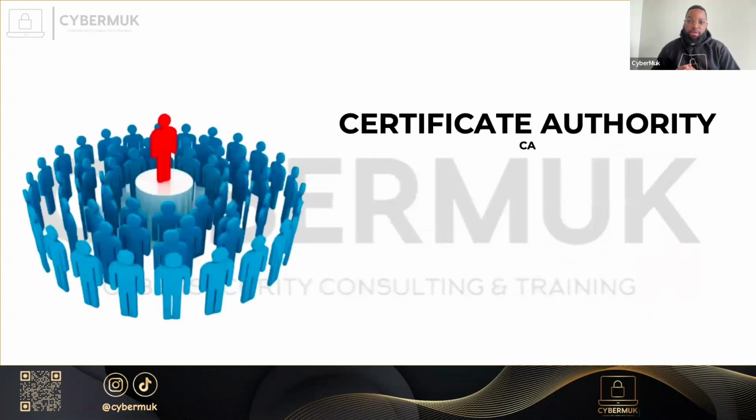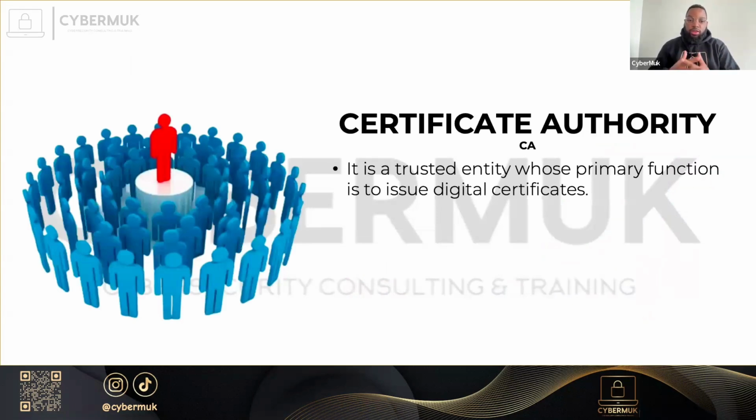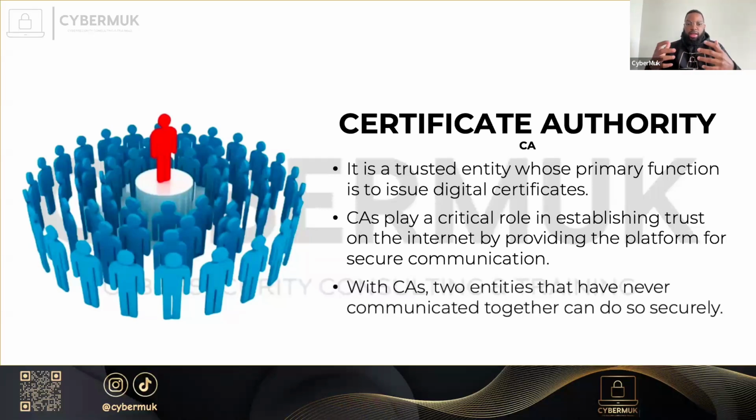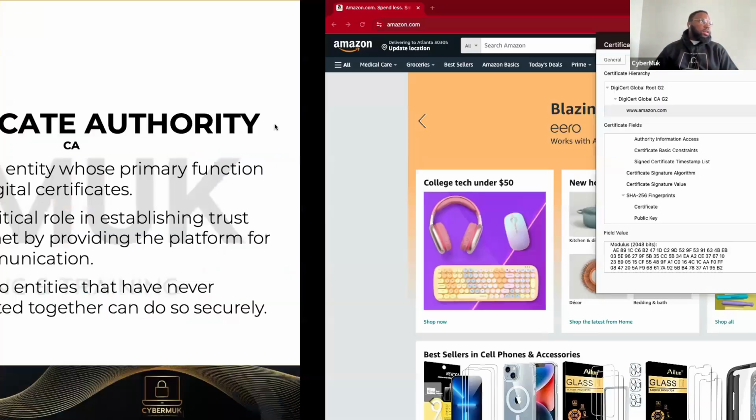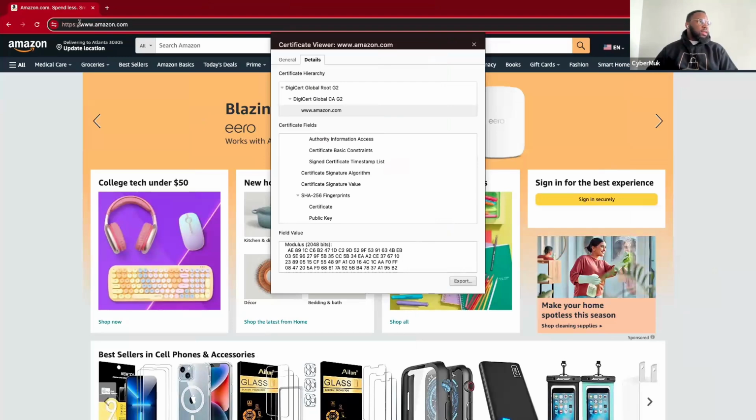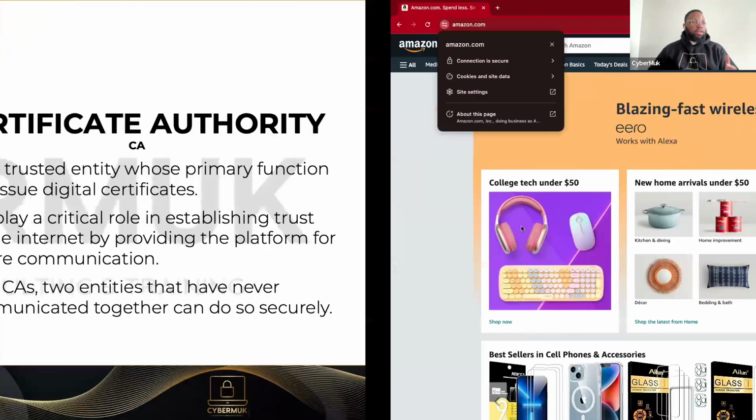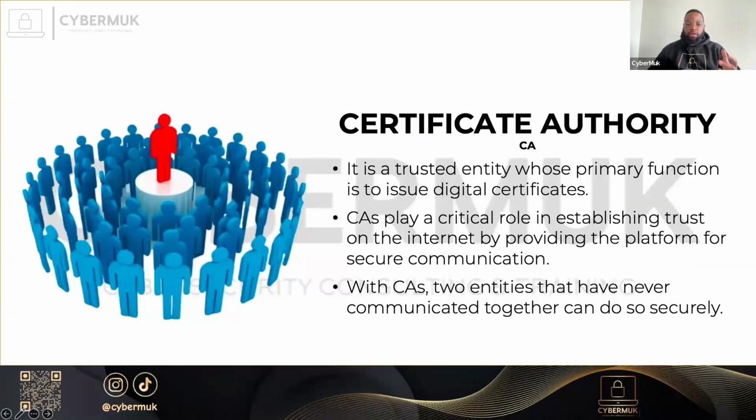Now, a certificate is provided by a CA, very important acronym. A CA is Certificate Authority. This is a trusted entity whose primary function is to issue digital certificates. So they play a critical role by establishing trust on the internet, and they provide a platform for secure communication. It's just like the DMV that distributes driver's licenses. You have a certificate authority that distributes certificates and makes sure that entities can trust each other without ever communicating prior. Just like when you go to Amazon.com, you trust Amazon.com because you see the HTTPS and the colon symbol. So you trust that it's a secure website, and you see here connection is secure. So that's because there is a certificate authority in the middle that takes care of all of that.